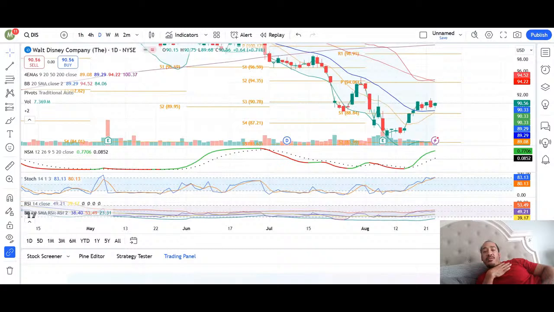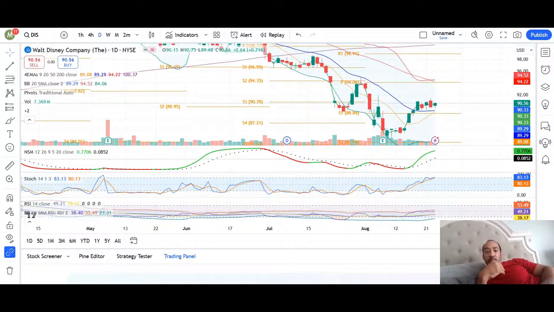1, 2, 3, 4, 5, the past 5 days, Disney has hovered above the 20 EMA and stayed there. On top of that, we've got the 20 EMA and the 9 EMA directly below it, and this first S1 support level of a pivot point beneath it. So it looks kind of like a bull flag.